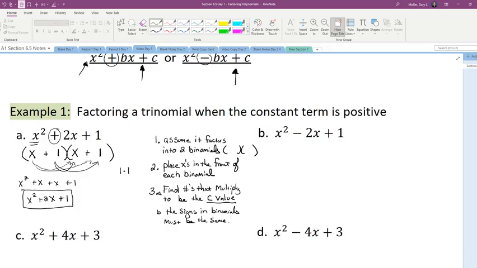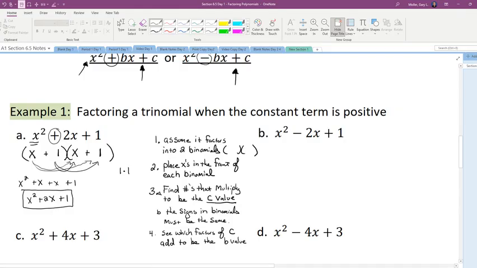All right, so step 4. Find the numbers that multiply to be c. Another way to say that is find the factors of c, right? So then step 4 is see which factors of the c value add to be the b value. Or another way of saying that is the middle number.